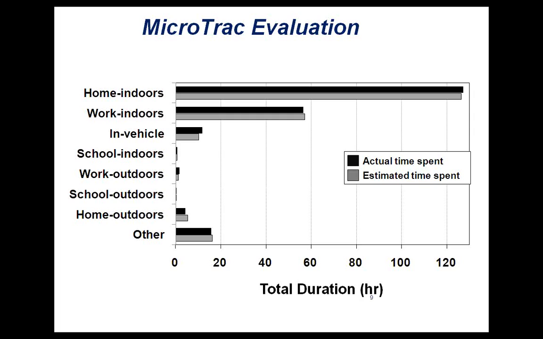At the individual level, they come up with time spent indoors at home, outdoors at home, work indoors, in vehicles, school indoors, school outdoors. And then they have a way of flagging, using the GPS, where the subject uses waypoints to actually determine or mark the time spent in a given microenvironment. So the comparison is quite good.